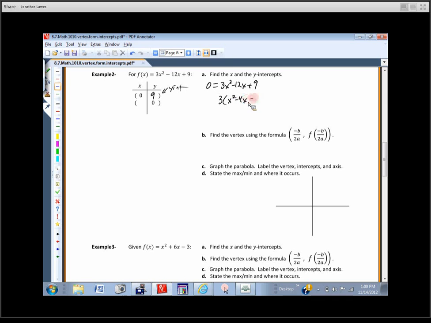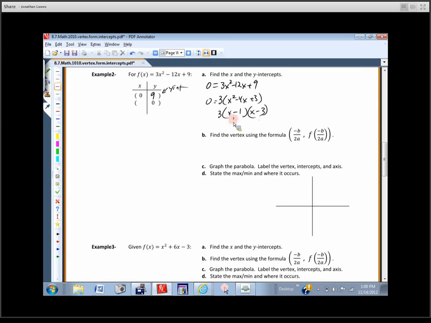4x. 3. Did I make any silly mistakes? I really don't even need the 3. I could have just divided everything by 3. Okay? I kind of like it there. Multiplied to be 3, combined to be negative 4. Negative 1 and negative 3.